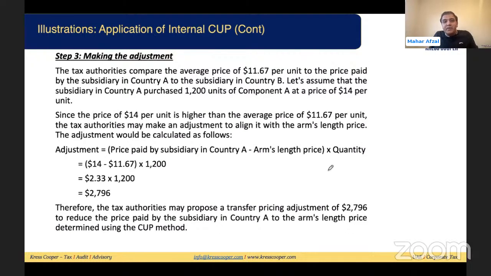A was buying at a different price. A was buying the goods at 14 price per unit. The average price is 11.6. So 14 versus 11.6, and the total units A was buying is 1,200. The adjustment is 2,796. Might be this is a factor of discount, but just for illustration purposes, I have assumed the rest of everything is the same.